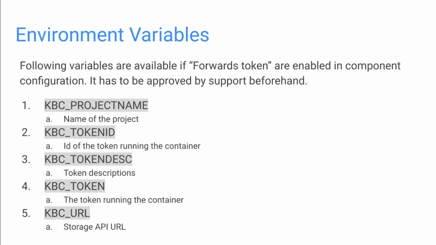There are also some variables that are available if the token is enabled in the component configuration, but it has to be approved by support beforehand. There are 5 of them. The first one is KBC_PROJECT_NAME, which means the name of the project. The second, KBC_TOKEN_ID, which is the ID of the token running the container. The third one, KBC_TOKEN_DESCRIPTION, essentially. The fourth one, KBC_TOKEN, the token that is running the container. And the fifth one, KBC_URL, the storage API URL.